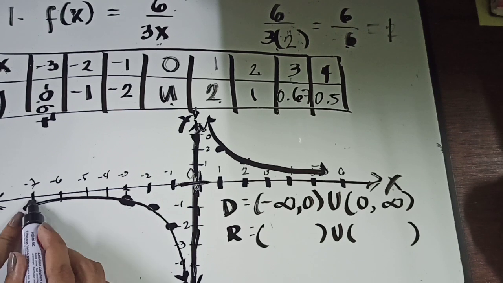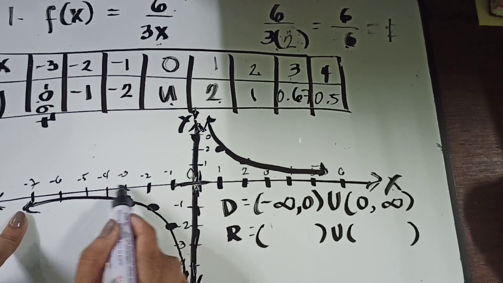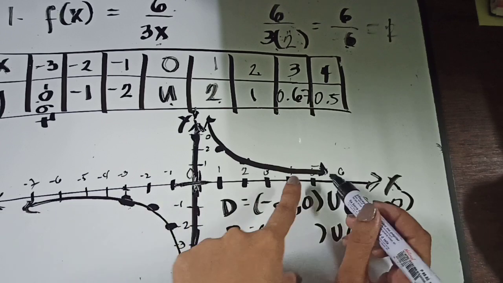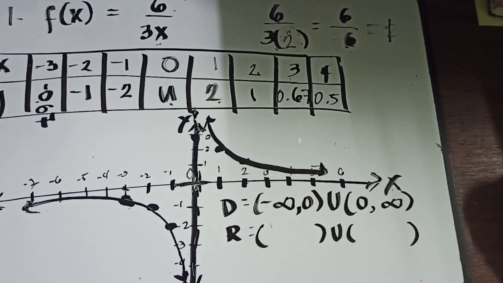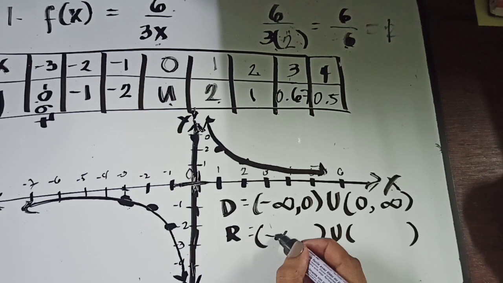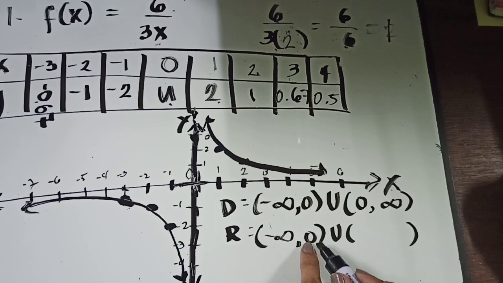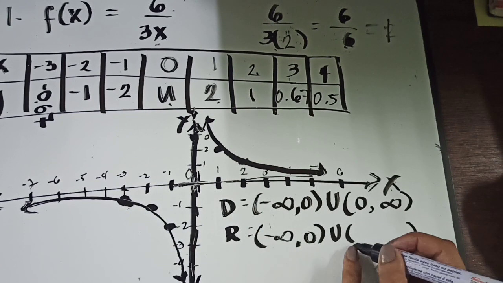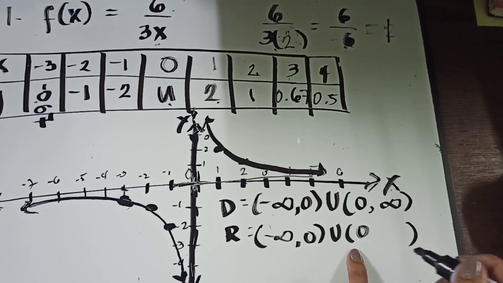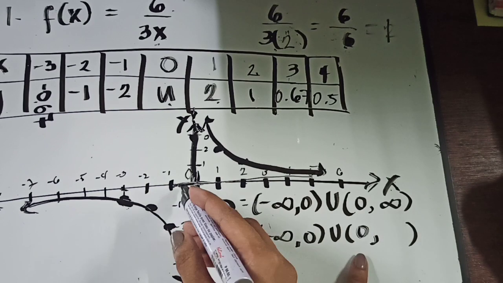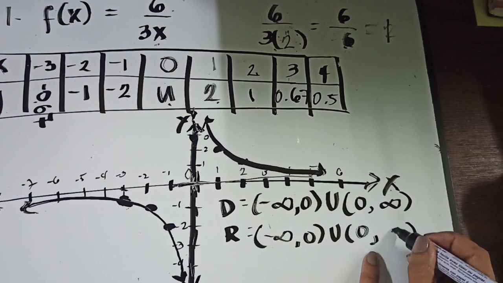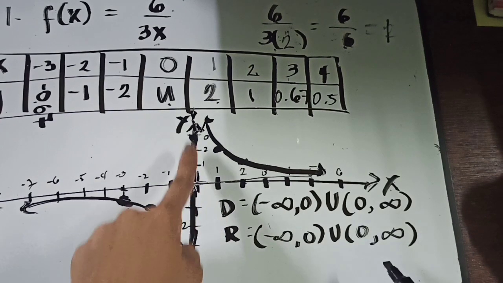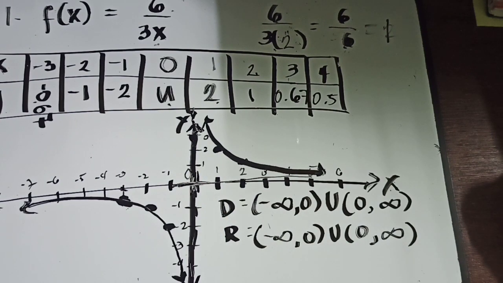As well as this one. This graph, hindi siya nagtagpo sa y is equal to 0 and this graph hindi rin nagtagpo sa y is equal to 0. Ibig sabihin po, that is your restriction. So, from negative infinity, then 0, which is your restriction, hindi nagtagpo dito. Union, 0, which is your restriction, hindi ulit nagtagpo dito, pero papunta kay positive infinity.